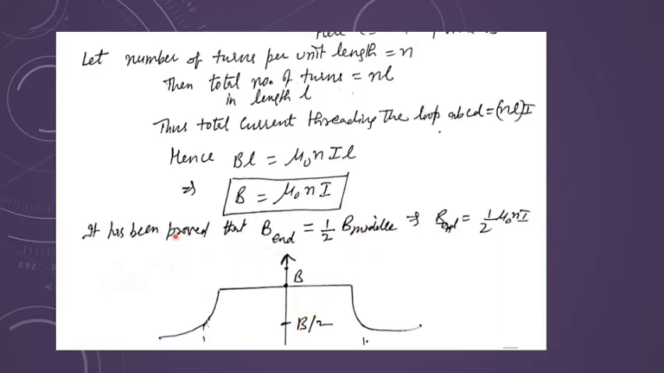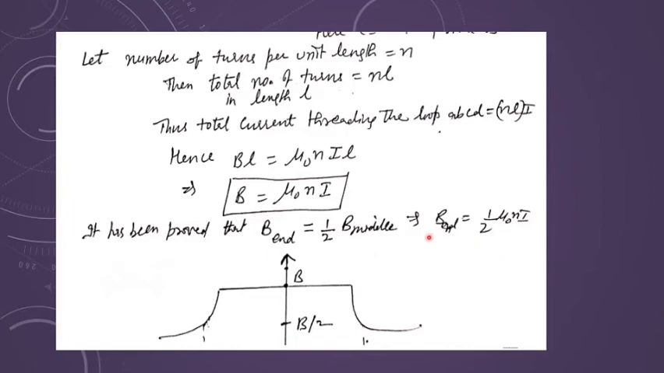And when we are talking about the ends of the solenoid, it has been found that the magnetic field becomes half of the value in the middle. So in the graph, in the middle the magnetic field is constant, but if you decrease the distance on both sides, going towards the ends, at the ends it becomes half of it. So with the distance, the value is decreasing.